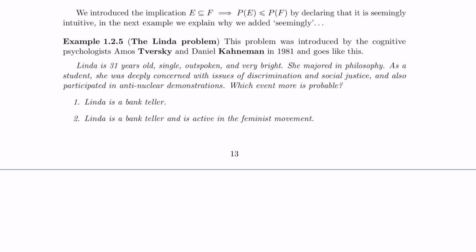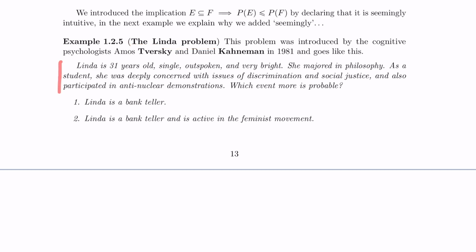Before, when I introduced the property that the event E being a subset of the event F implies that the probability of E is less than or equal to the probability of F, I said that this is a seemingly intuitive property. In the next example, I explain why I said seemingly. In 1981, the two cognitive psychologists Amos Tversky and Daniel Kahneman introduced what is now called the Linda problem.